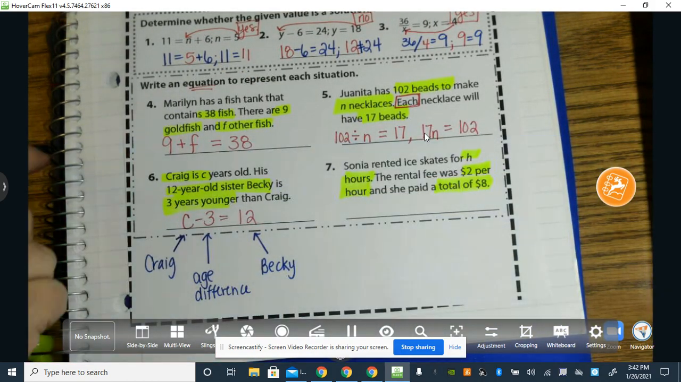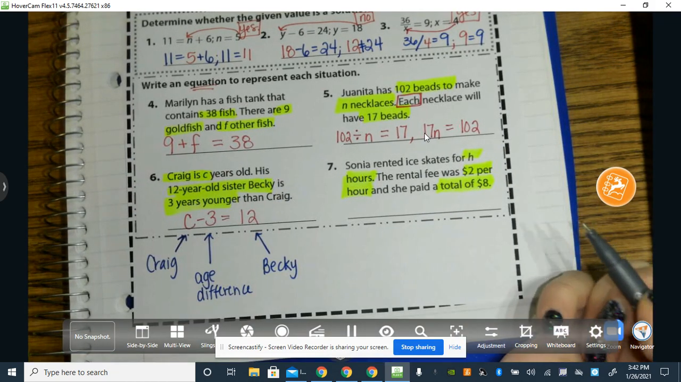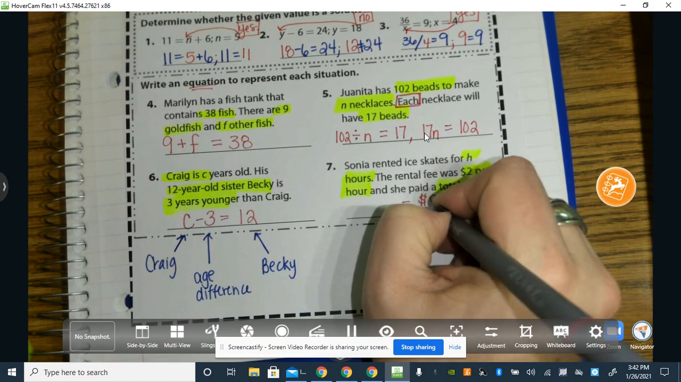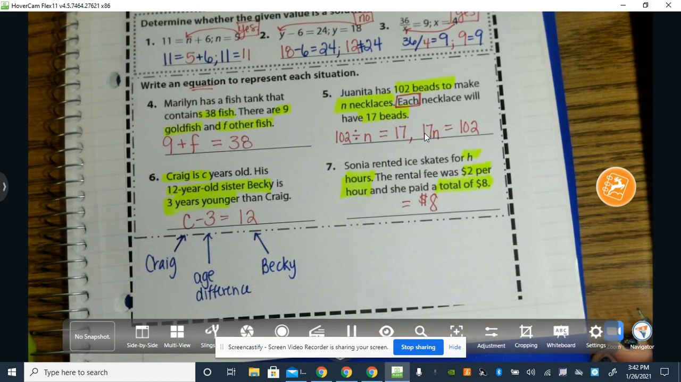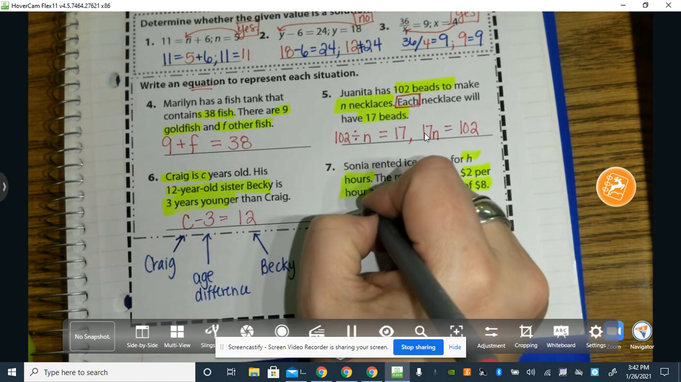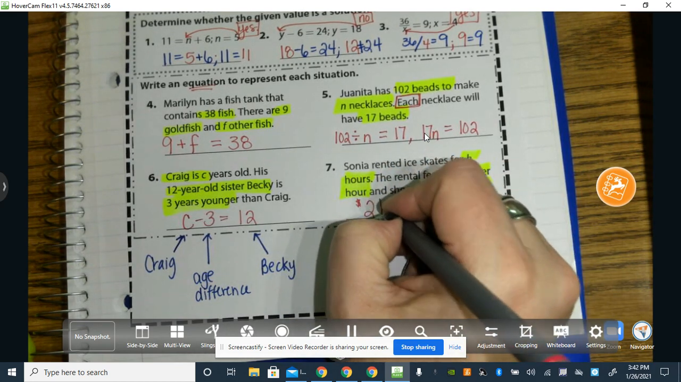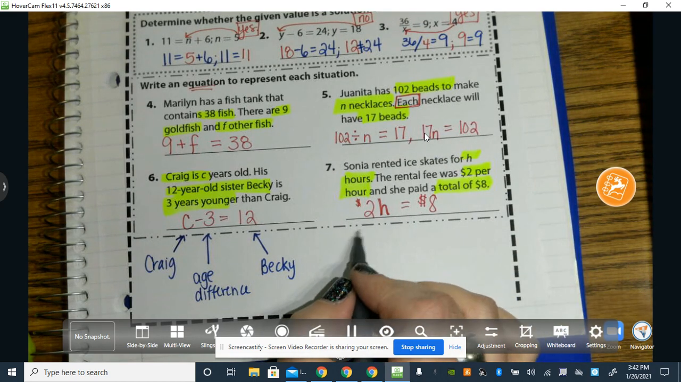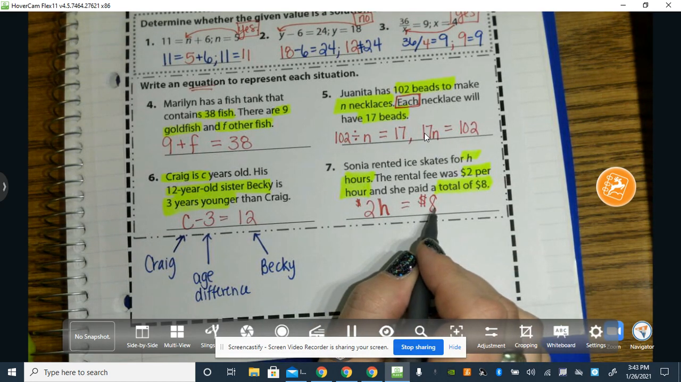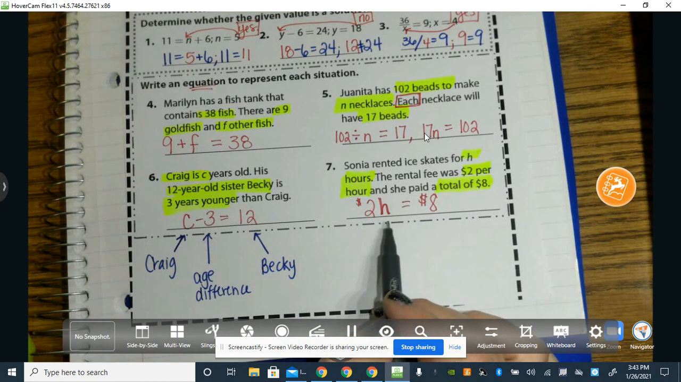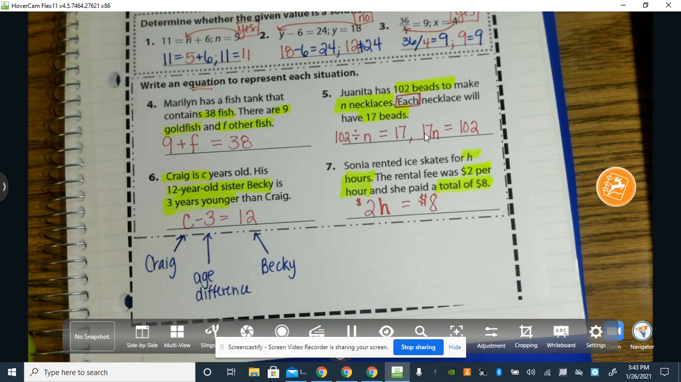So we know that this is going to be a multiplication problem. We have a total, so it's going to equal $8. $2 per hour is going to be multiplied by h. So 2h is equal to 8. And we're going to figure out in the next lessons how we can solve for h here, how we can solve for our unknown.